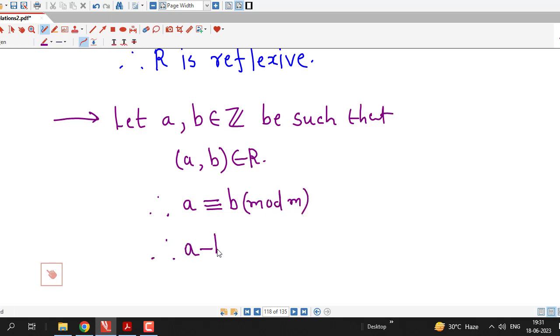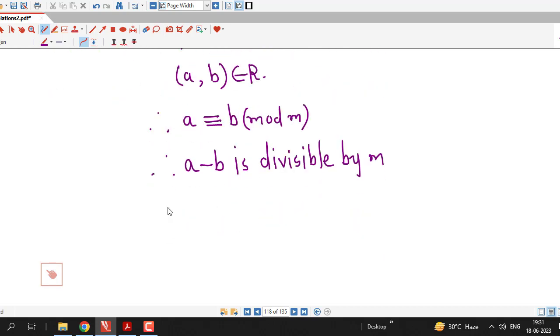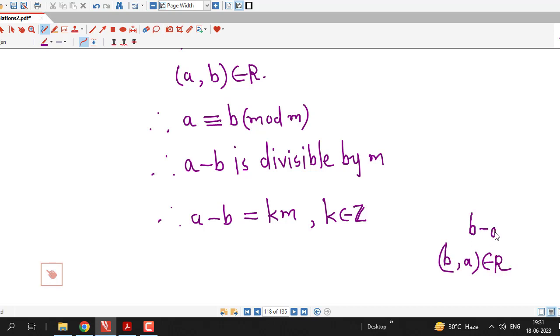This means A minus B is divisible by M, and if A minus B is divisible by M, we can write A minus B as a multiple of M, and this multiple is integer k times M, where k is an integer. Now we want to prove that ordered pair (B, A) belongs to R.